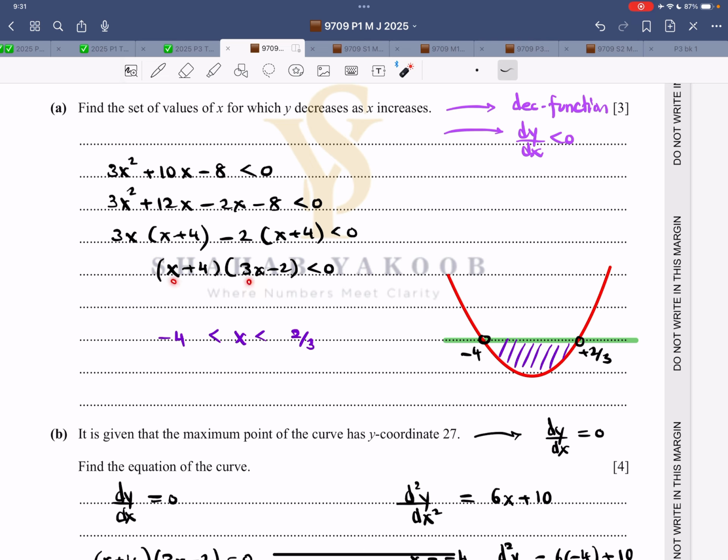The coefficient of x squared is positive, that's the shape. The roots are positive 2/3 and negative 4. We are talking about the region that is below the x-axis. This is below the x-axis. So that is this region, and this region is possible between these two values. So one single region, one single inequality, that is the answer for 3 marks.